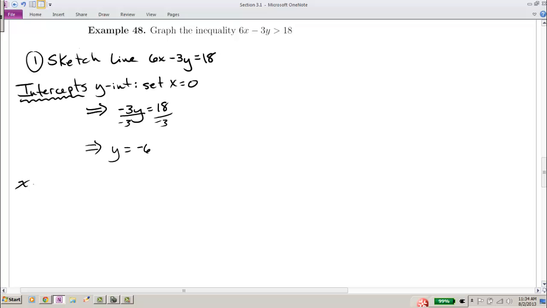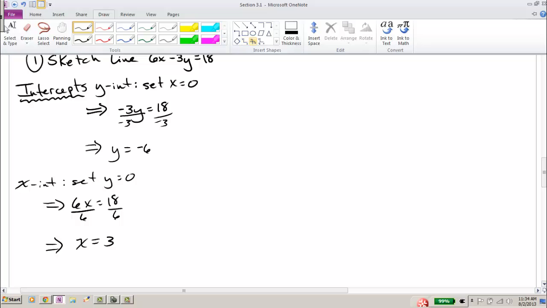And for the x-intercept, we're going to set y equal to 0. And if y is equal to 0, we get the equation 6x equals 18, which gives us x equals 3. So now we have our two intercepts, and we're ready to sketch the line.